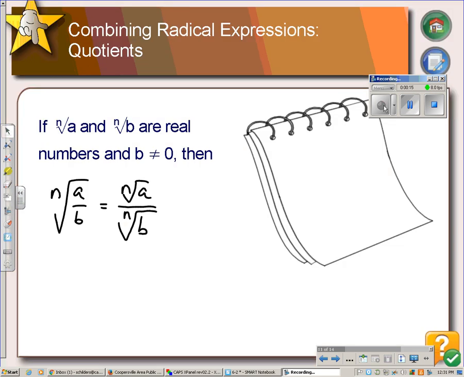Similar to when we were multiplying radical expressions, if the indices match, then you can divide the radicands. So the nth root of a divided by the nth root of b is the same thing as the nth root of a divided by b.